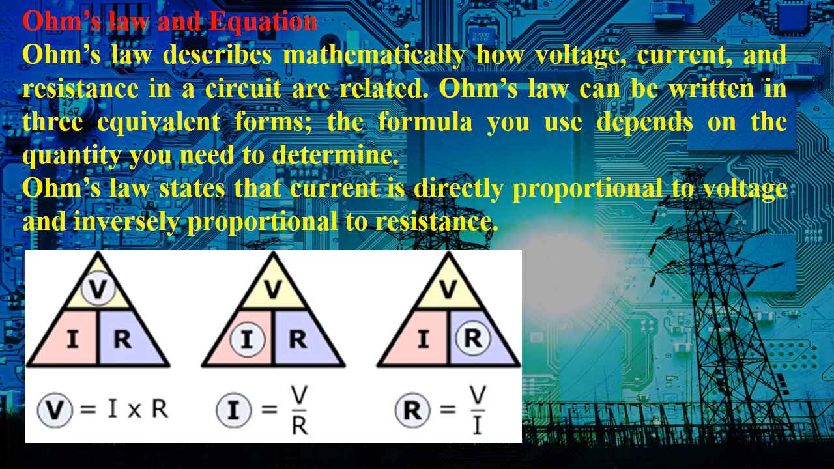In words, Ohm's law states that current is directly proportional to voltage and inversely proportional to resistance, which means that in an electric circuit, if the voltage increases, the current will increase. If the voltage decreases, then the current will decrease. But for resistance, when it increases, the current will decrease. When resistance decreases, the current will increase. So current is directly proportional to voltage and inversely proportional to the resistance in a circuit.